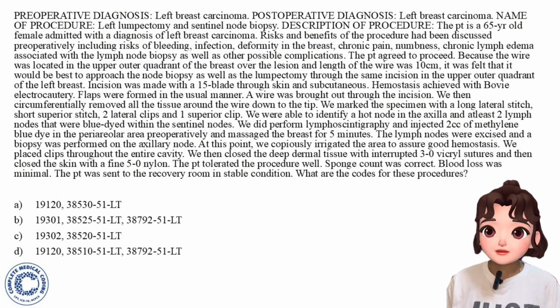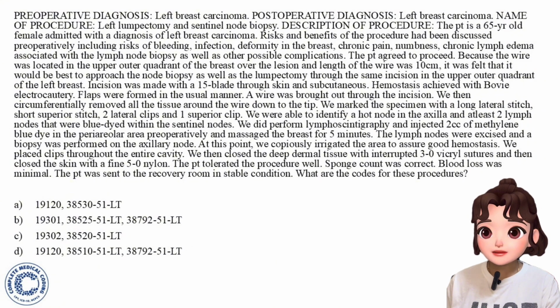What is the other integumentary code, 19302 in option C? 19302 is with axillary lymphadenectomy. There is no lymphadenectomy performed in the question. If it is performed, you have to code this one, 19302. If you look at almost 4-5 lines from the end, lymphoscintigraphy, that is not lymphadenectomy. Don't mistake it as lymphadenectomy. That's why they have given this code in the option, to make you confused. And option D is again 19120, which is wrong.